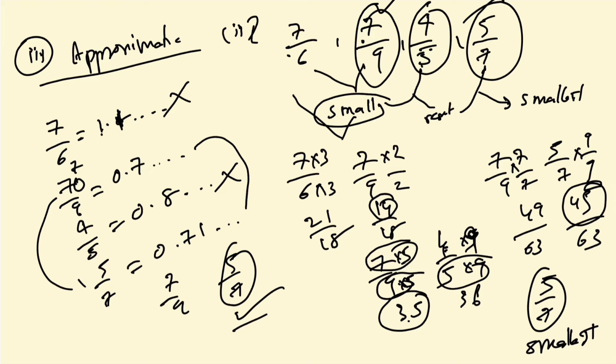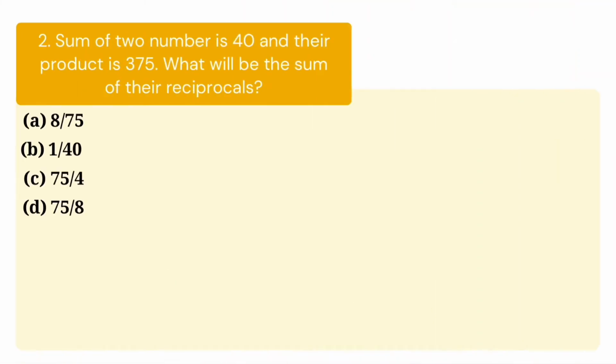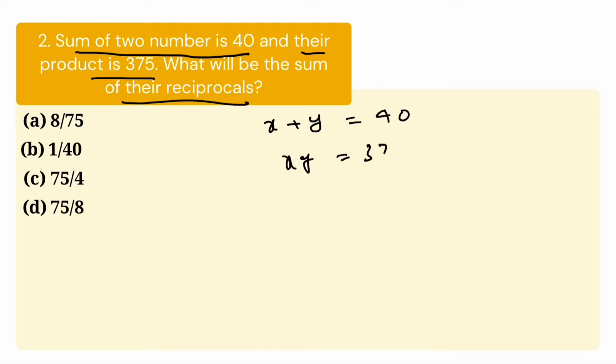Now we'll move to the next question. They have given that the sum of two numbers is 40 and the product is 375. What will be the sum of their reciprocals? So given data, decode it as it is. Sum of two numbers, let the numbers be x and y, so x plus y is 40, and the product x into y is equal to 375.